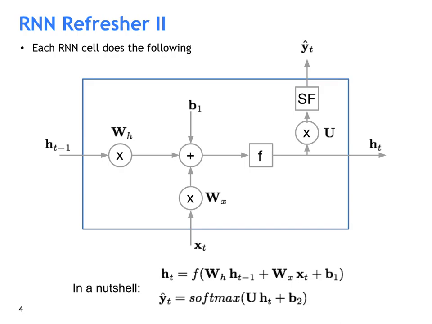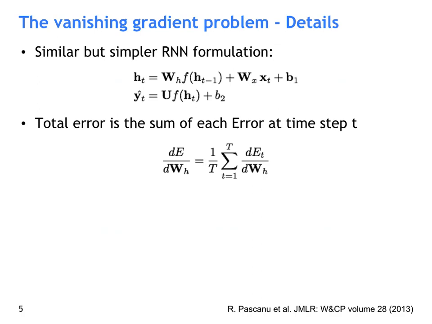And then in the second part, the output of this goes through another multiplication by U, and there is another non-linearity. And then there are two outputs. One is the proposed answer, and one is this h_t that is going to be the input of the next cell. So let's see what the vanishing gradient problem is now.